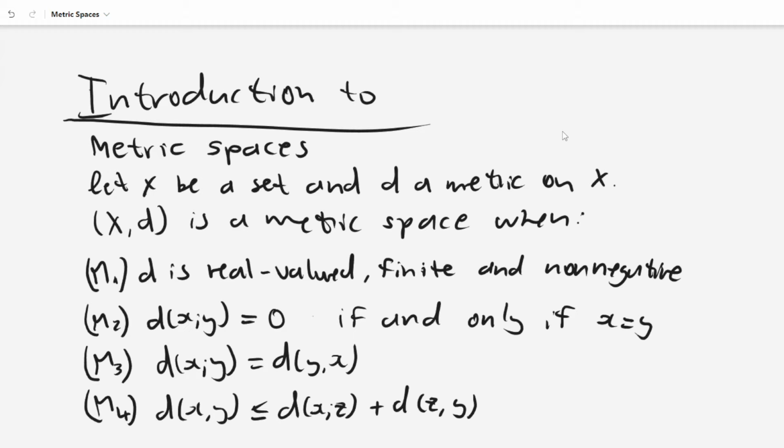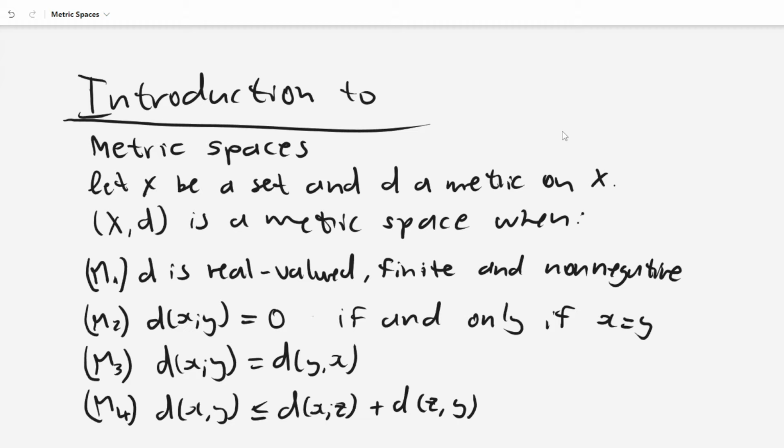Say we have a set which we'll call X, and we have a function defined on it, which we refer to as D, because it's usually referred to as the distance function. This distance function must hold true for certain fundamental properties. Then one can define the set X in conjunction with its function as a metric space.